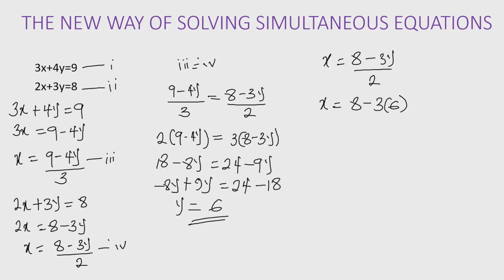Close the bracket. Then over 2. Then x will be equal to 8 minus 3 times 6, 18, then divided by 2. So your x will now be equal to 8 minus 18, which gives you minus 10, then divided by 2. So therefore your x is equal to what? Is equal to minus 5. So that is your value of x and y. Your x is minus 5 and y is 6.